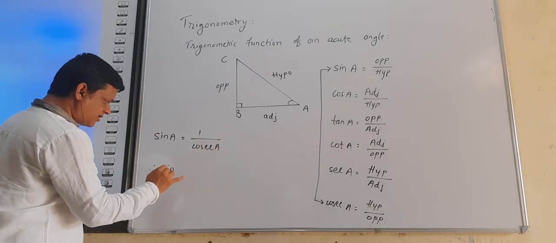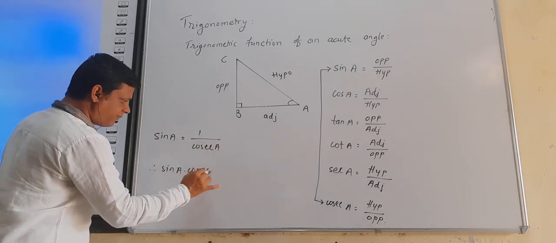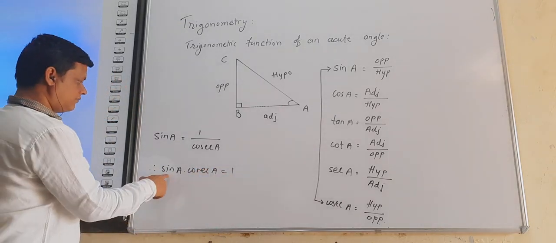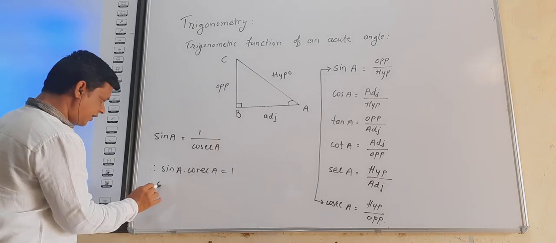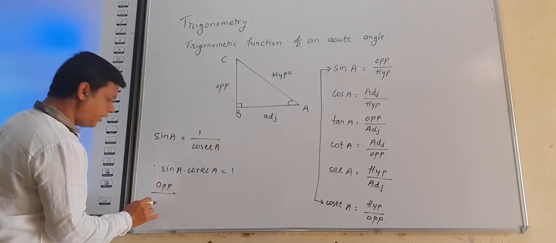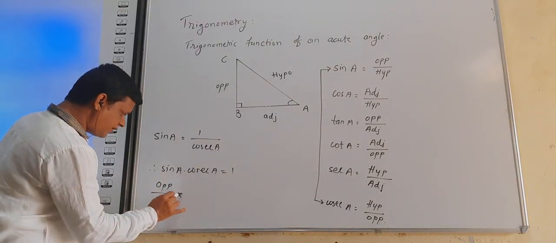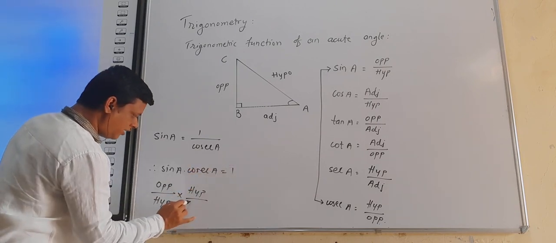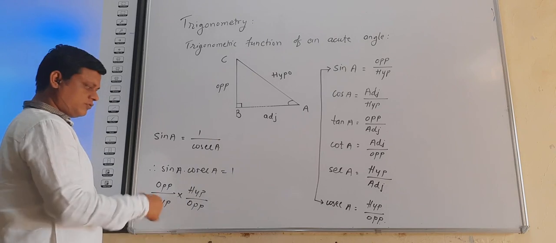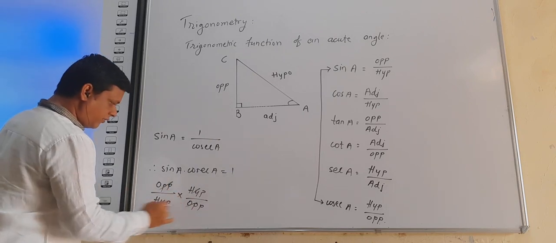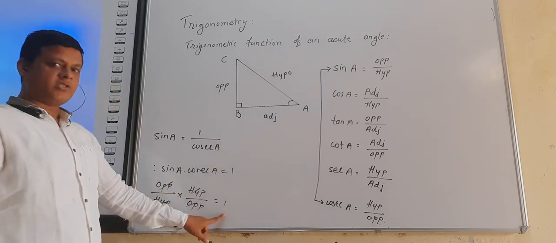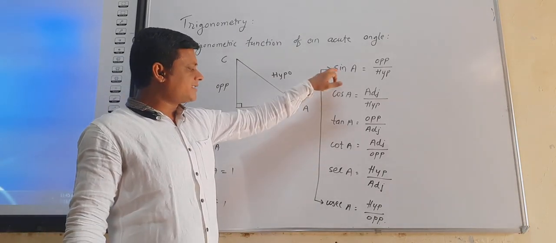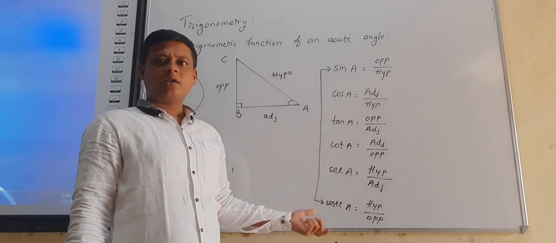Therefore, sin A into cosec A is equal to 1. Observe, replace the value of sin A, that is opposite upon hypotenuse, into cosec A, hypotenuse upon opposite. So after cancelling, we get equal to 1. That means LHS equals RHS. That means if we multiply sin A into cosec A, we get the value 1.